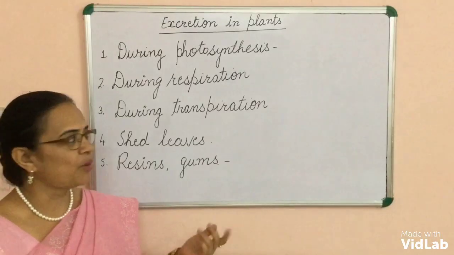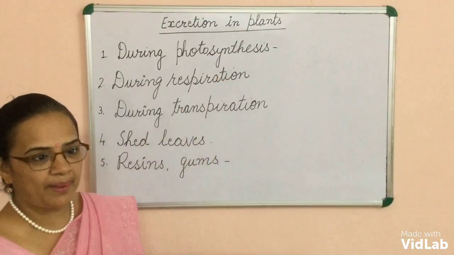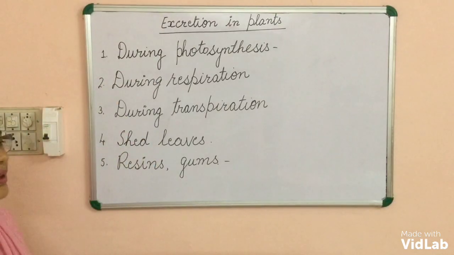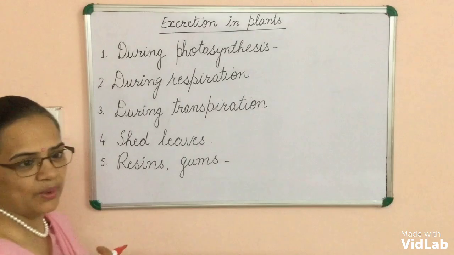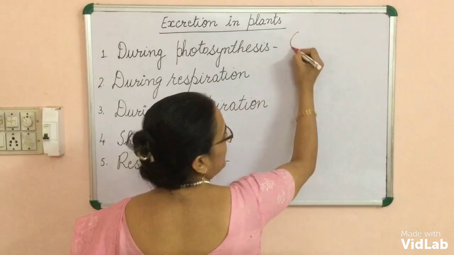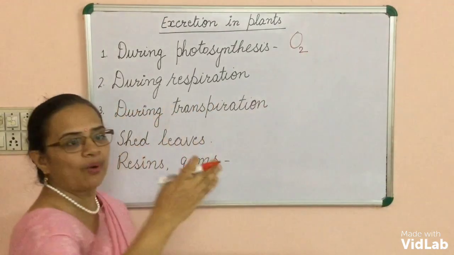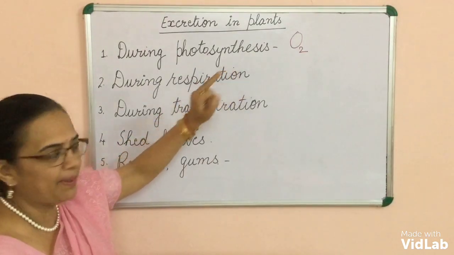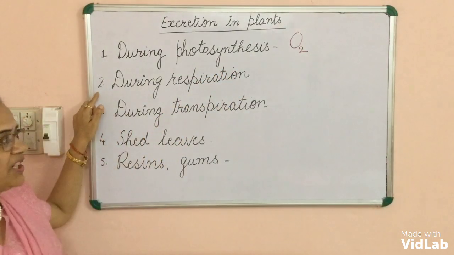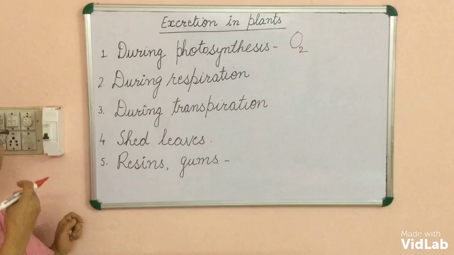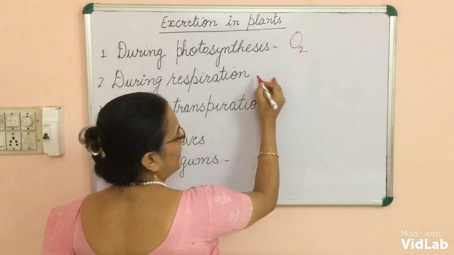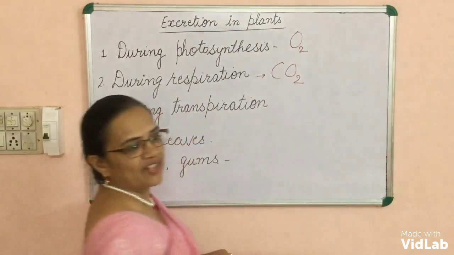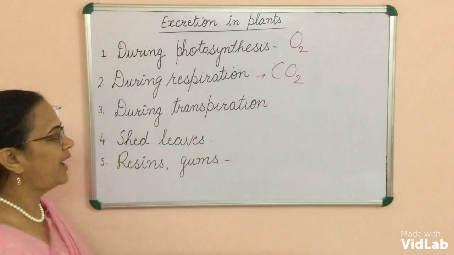Now our next topic is excretion in plants. First point: during photosynthesis the plants take in carbon dioxide and give out oxygen. So at that time oxygen is the waste material excreted by the plants. During respiration the plants take in oxygen and give out carbon dioxide. So during respiration carbon dioxide is the waste material excreted.